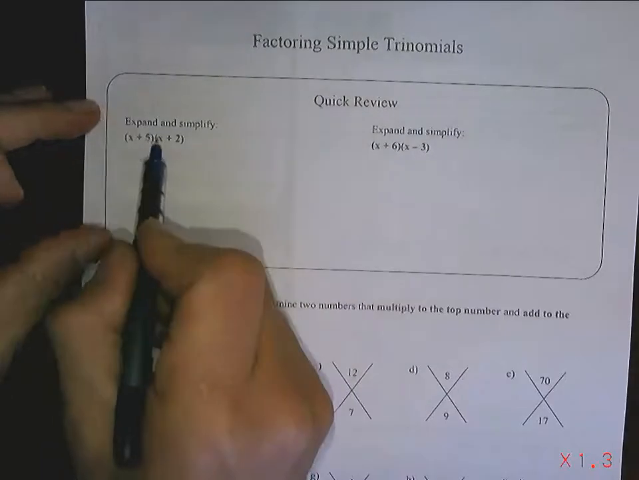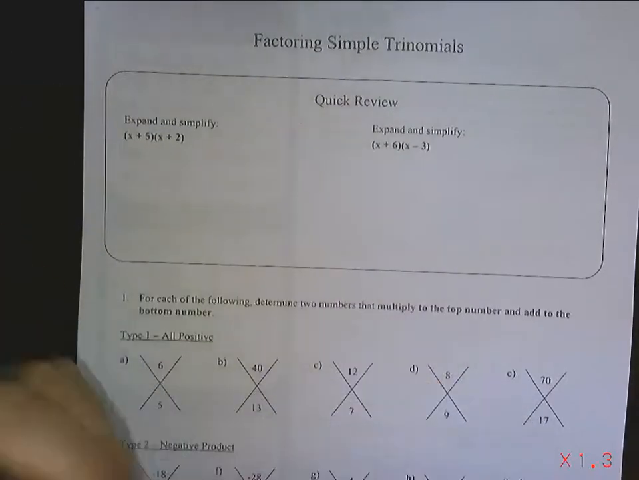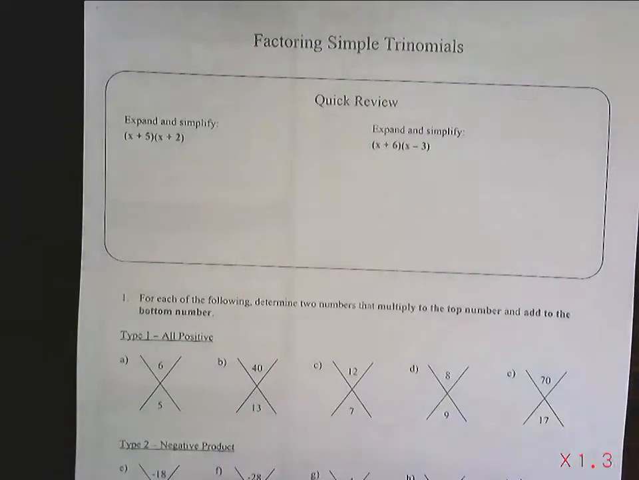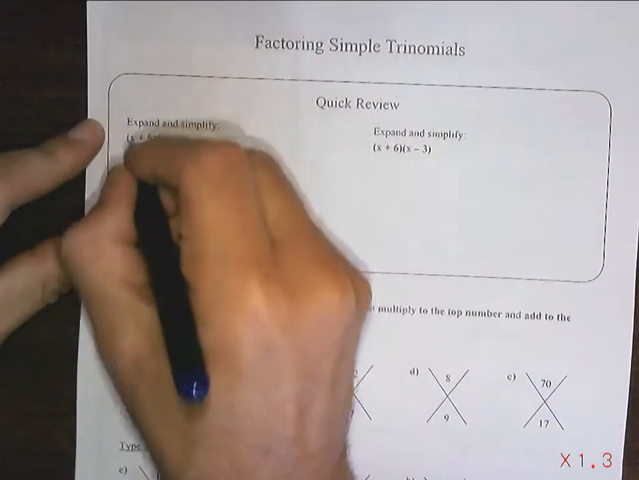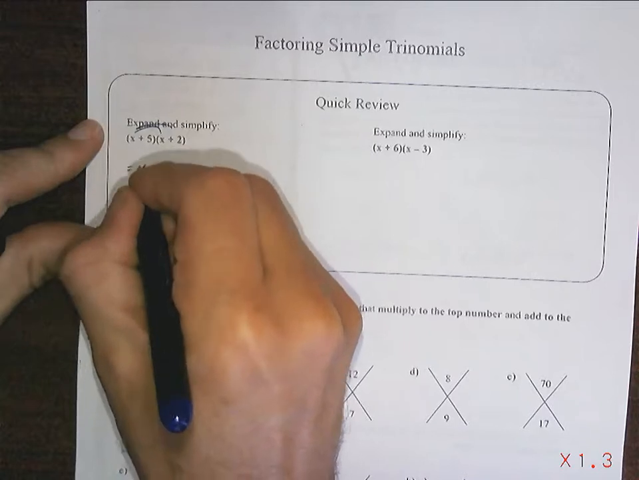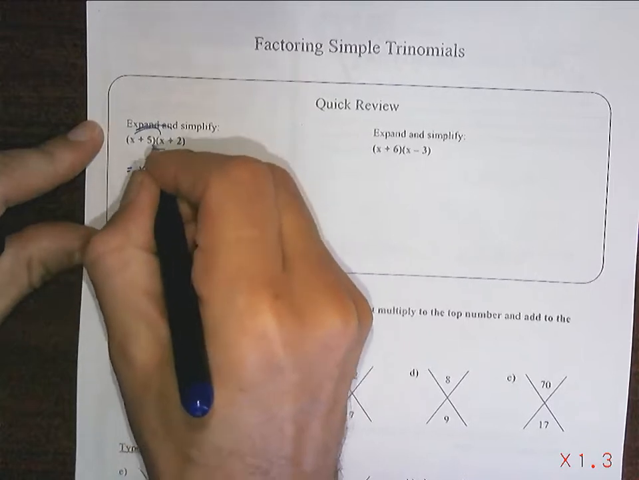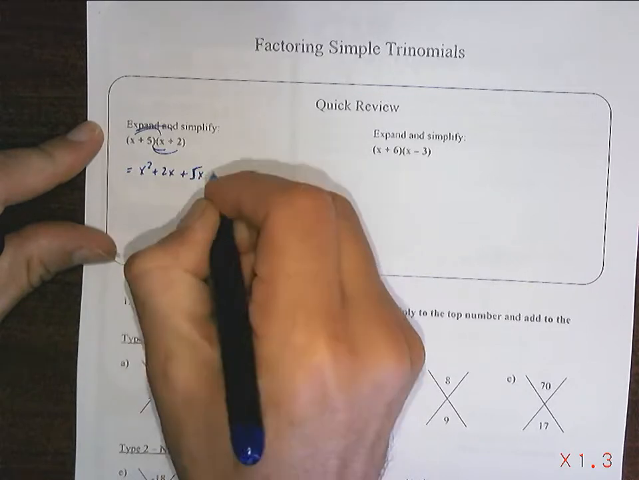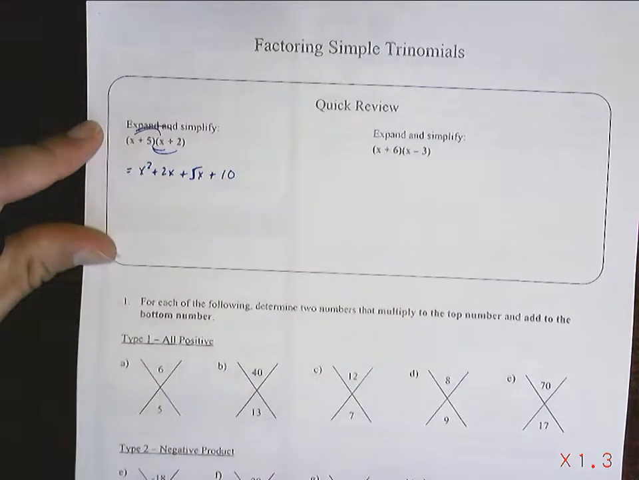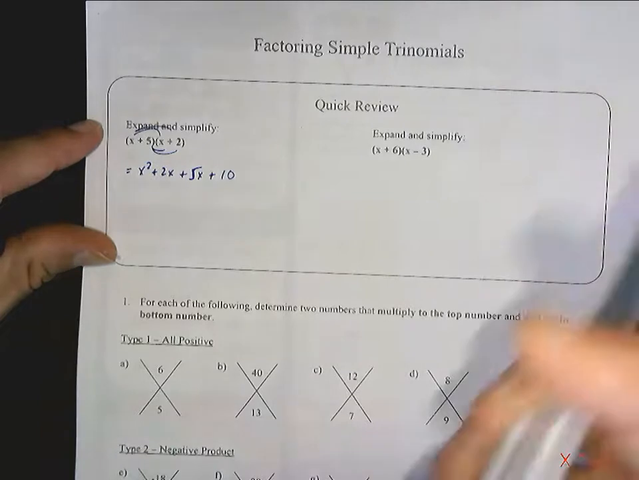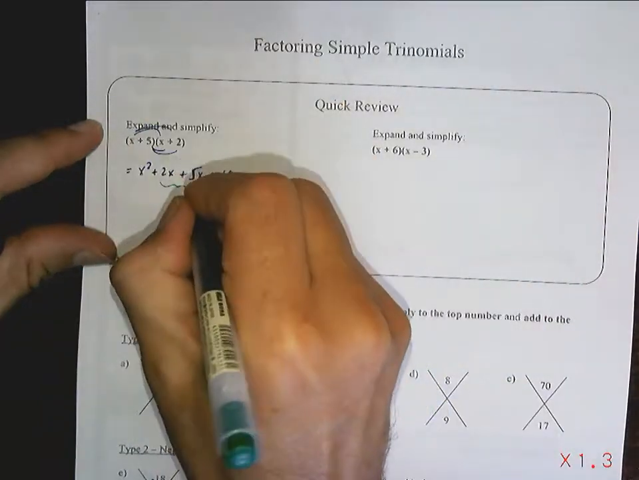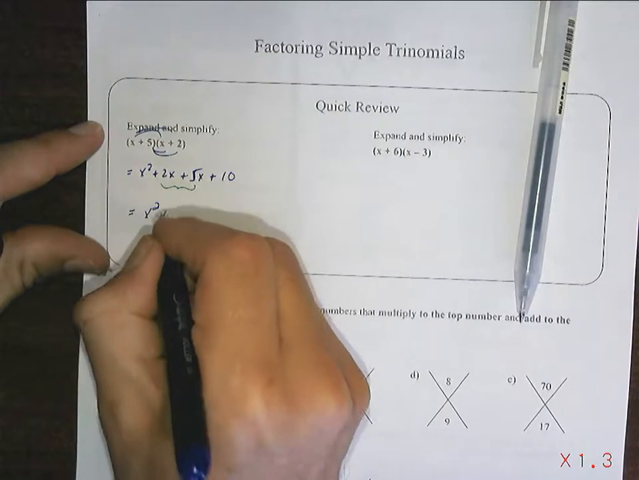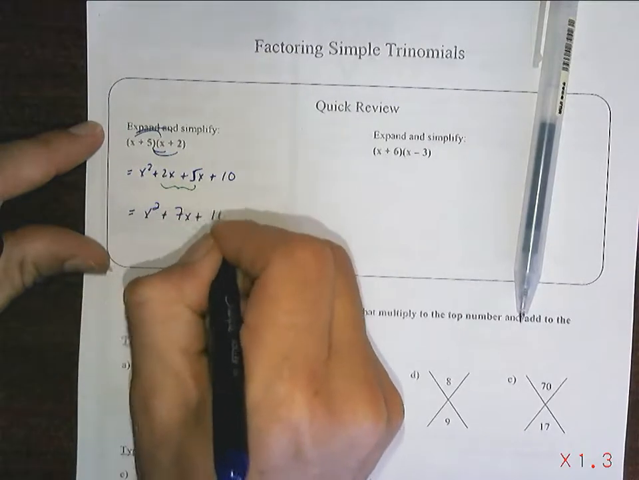So I have two binomials here, and they're being multiplied by each other. And what's going to happen is we're going to expand those. The word expand means to distribute. So x squared plus 2x plus 5x, that's a 5, believe it or not, and plus 10. What we do next, that's expanding. So next we simplify, so we collect like terms, and it's going to be x squared plus 7x plus 10.